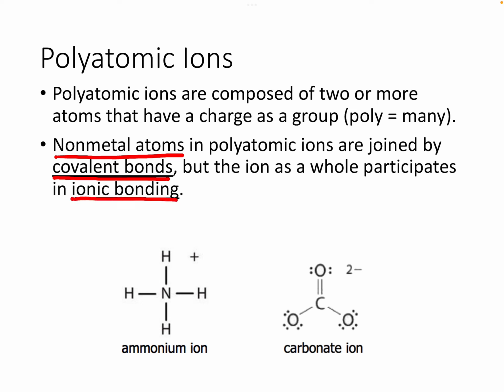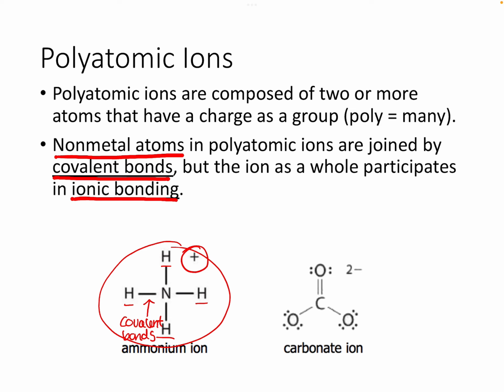So if we look at the ammonium ion as an example, nitrogen and each of these hydrogens, those are all nonmetals, and they have covalent bonds with each other. But the entire thing has a positive charge. So that is going to participate in ionic bonding. So it's like, what's that movie, The Matrix? It's like covalent bonds within an ionic bond.